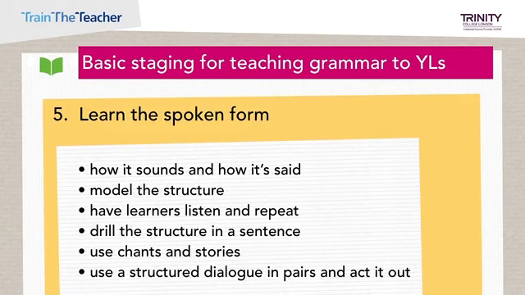Number 5, learn the spoken form. Next, you need to teach the spoken form. Children learn to speak before they learn to read and write. The spoken form means how it sounds and how it's said. Model the structure by saying it clearly and naturally. Have learners listen and repeat.